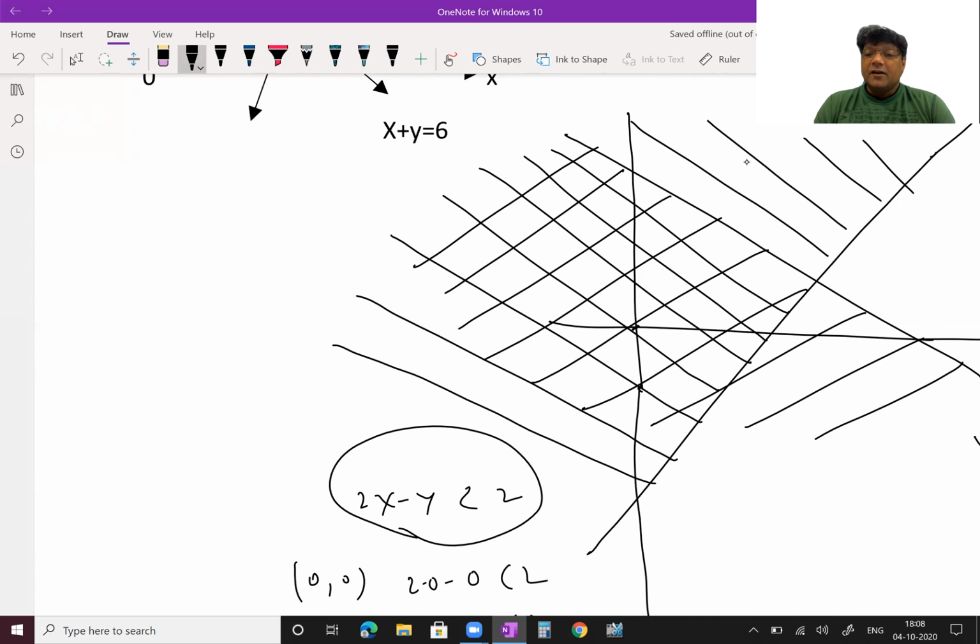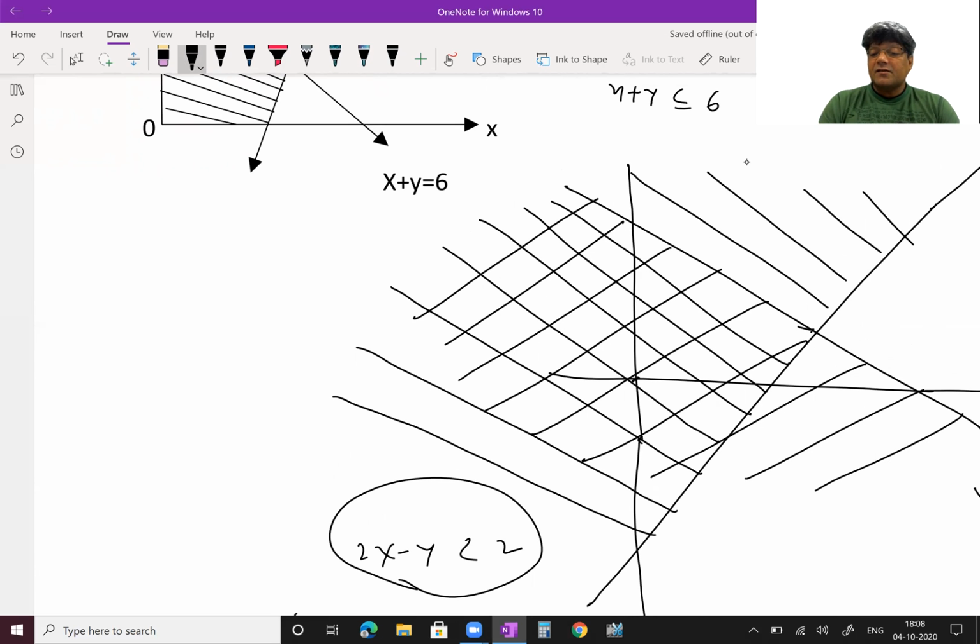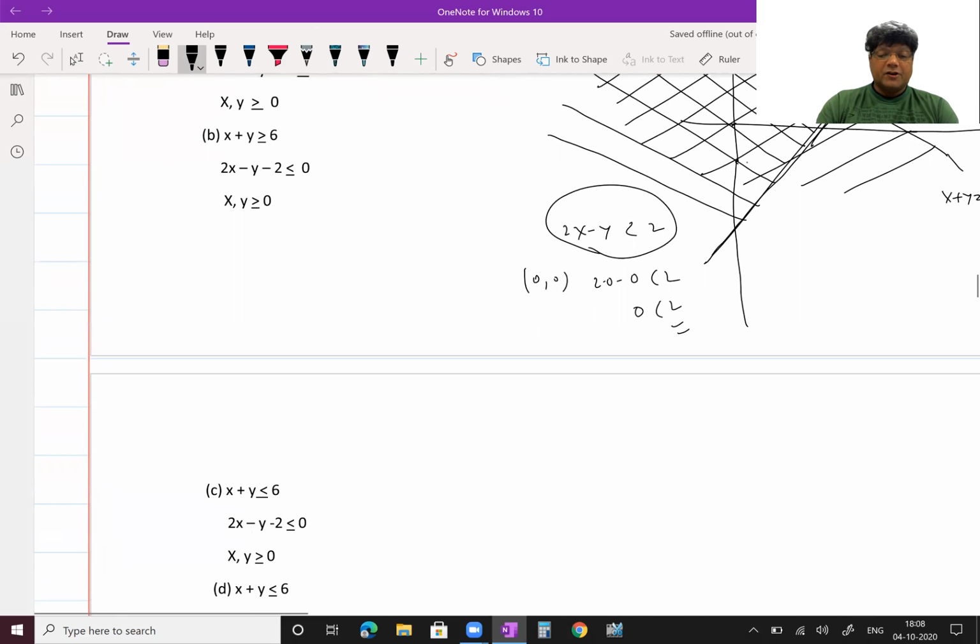This will be the answer. So guys, which is the portion where both are intersecting? This is the portion where both are intersecting. Now, I'll go to the options.